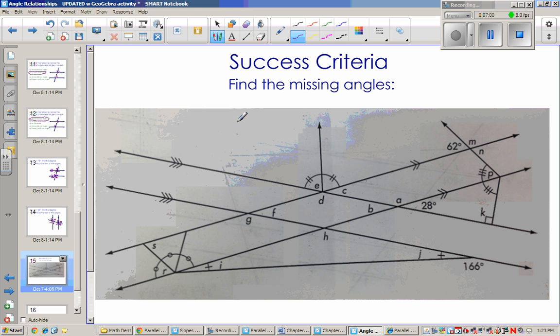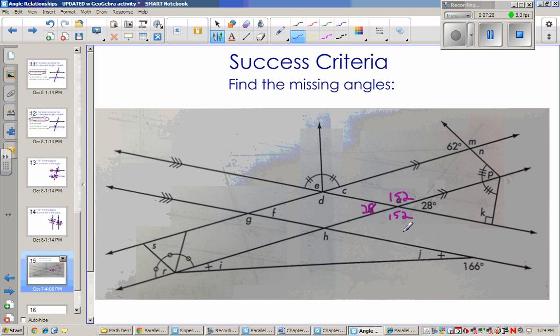All right, hopefully you're finished with this, and you can just unpause the video. So I'm going to work our way through this. If I want to find A, I take 180 minus 28. So 180 minus 28 is going to give us 152. So I'll fill in 152 here. And I like to just fill it in there. And B is going to be 28.